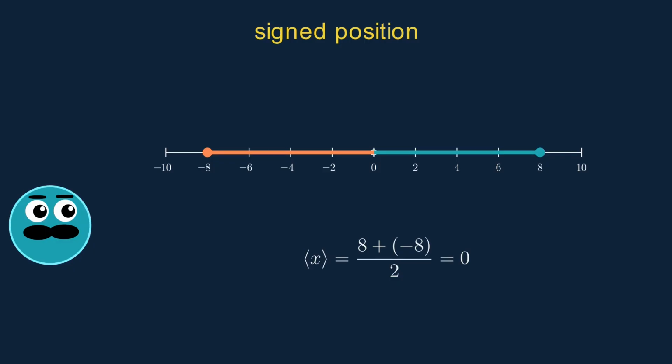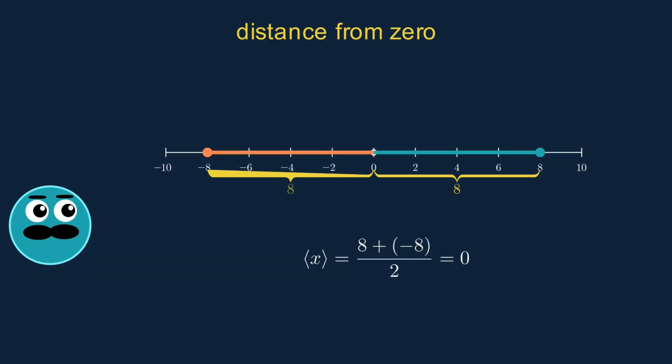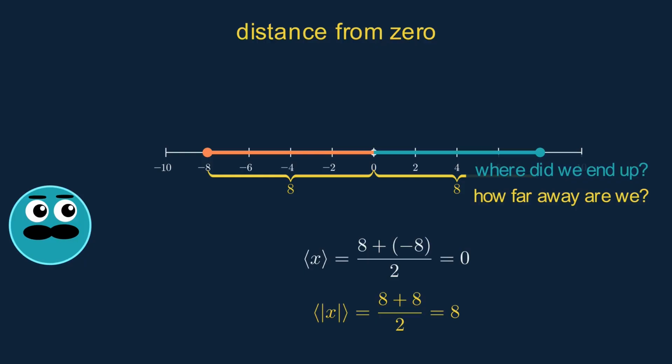So the average position can be 0, but the distance is different. If the worker ends up at +8, the distance from 0 is 8. If it ends up at -8, the distance is also 8. There is no such thing as negative distance. So when we average distances, there are no negative values that can cancel the positive ones. So that explains why the average position can be 0, while the average distance is not. They are just different questions. One asks, where did we end up? And the other asks, how far away are we?